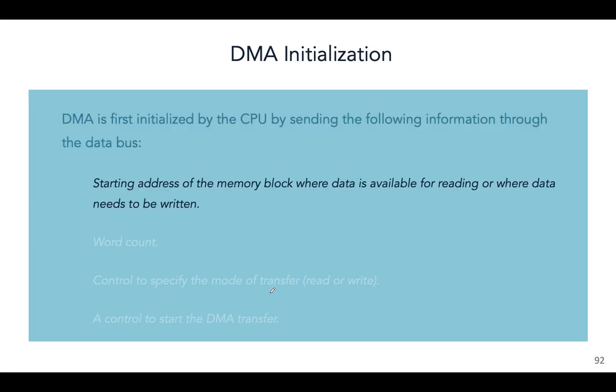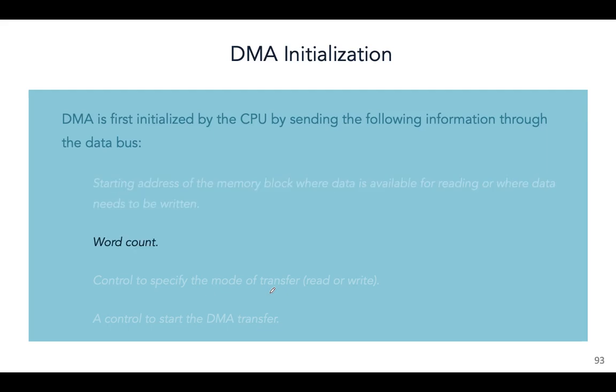First, the starting address of the memory block where data is available for reading, or from where data needs to be written, is initialized by the CPU. Another piece of information given by the CPU is the word count, that is, how many memory words need to be accessed. Number three, a control to specify the mode of transfer, whether this data needs to be written or read. This is also indicated by the CPU. And finally, a control is given by the CPU to the DMA controller to initiate the transfer. So these four things are done by the CPU at the very beginning of any DMA transfer.